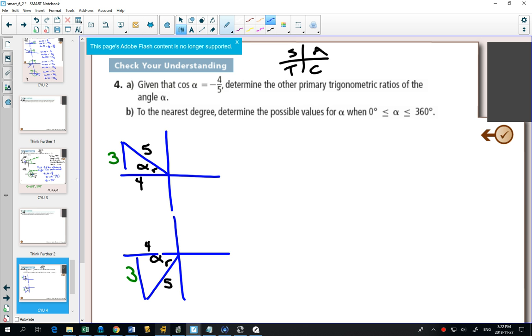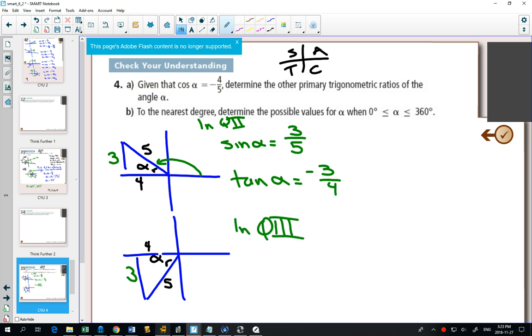So if alpha was in quadrant 2, then what's sine of alpha? Opposite over hypotenuse, 3 over 5. In quadrant 2, would sine be positive or negative? Sine would be positive. If you wanted to find tan of alpha, tan is opposite over adjacent, 3 over 4. In quadrant 2, it would be negative.